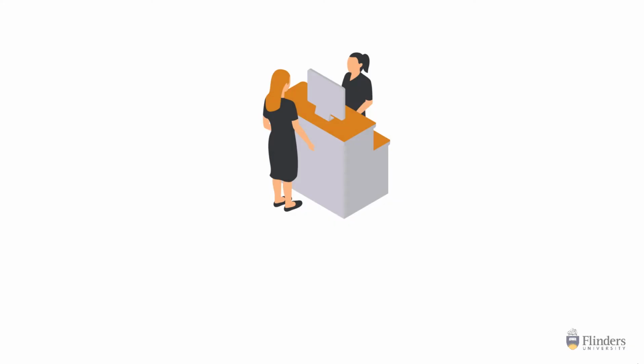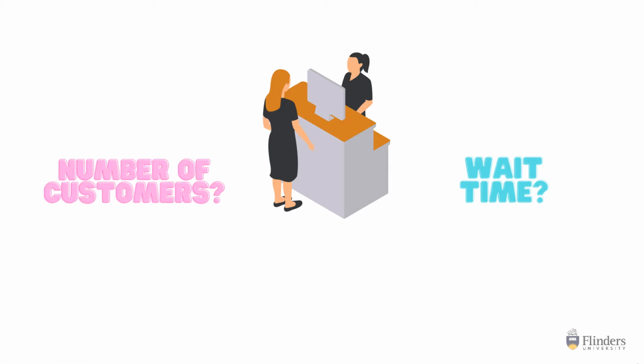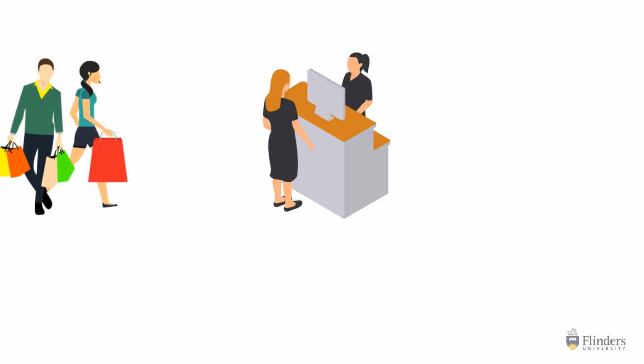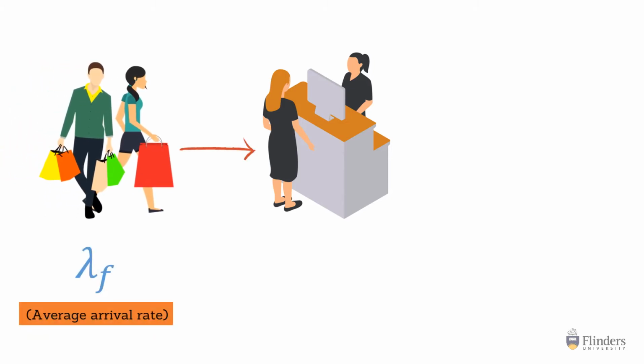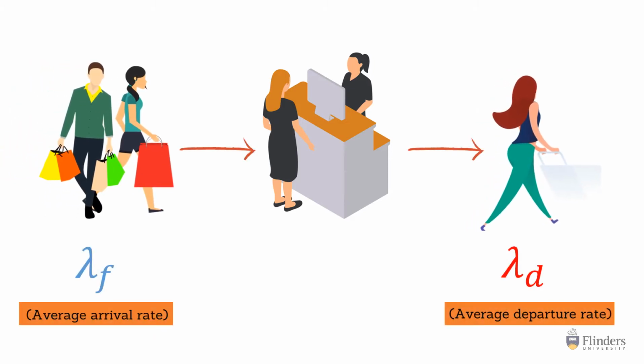In our shopping problem, the dynamics of the queue, such as how long on average a customer waits and how many people are in the queue, rely on two fundamental parameters: the rate of arrivals, which we call lambda f, and the rate of departures, which we call lambda d.